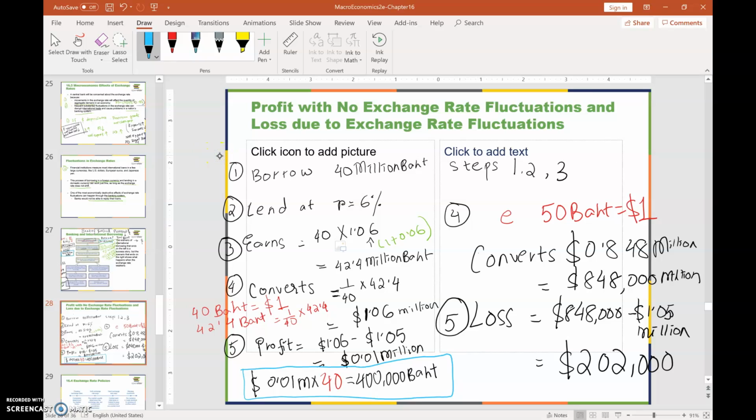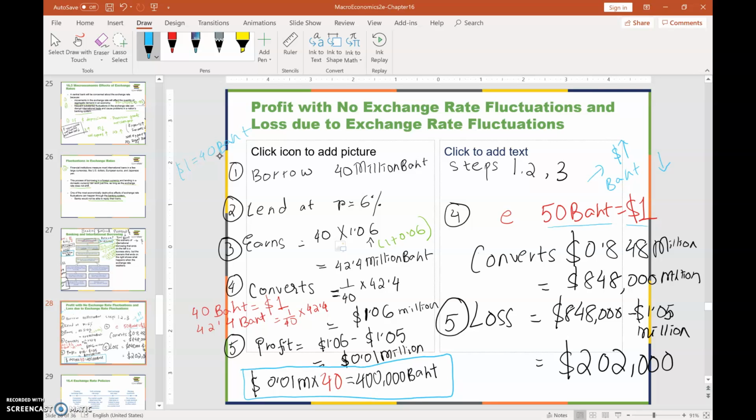So initially the exchange rate was $1 equal to 40 baht. Now say the exchange rate is equal to $1 is equal to 50 baht. That means a dollar can buy more of foreign currency. So dollar went up and baht went down in value. Okay. So steps 1 to 3 are the same as before.